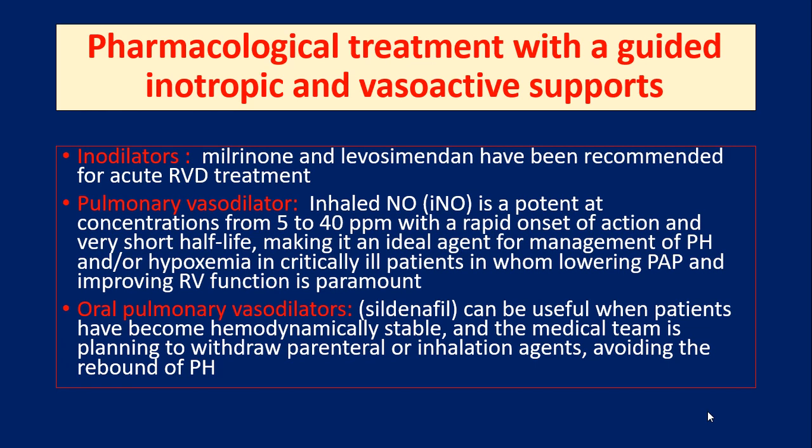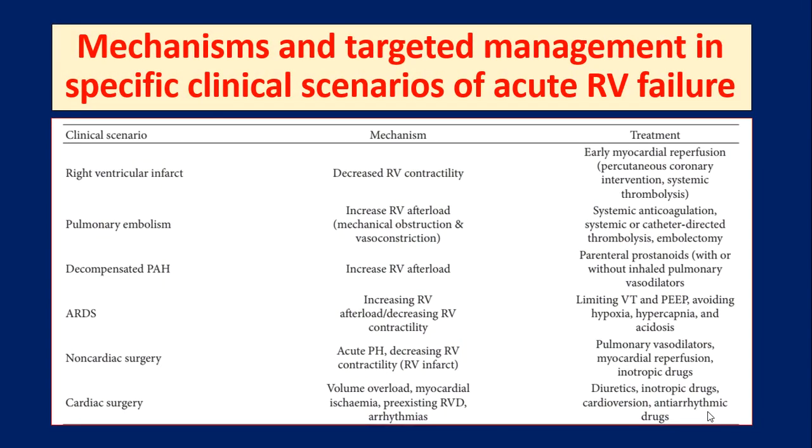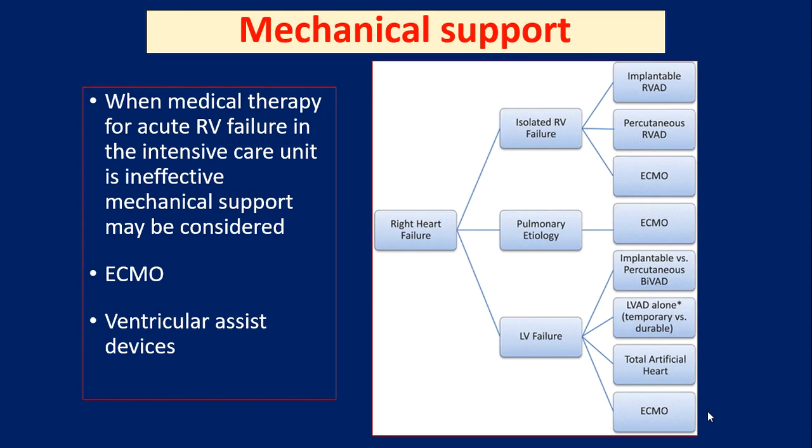A pulmonary vasodilator like inhaled nitric oxide can be used, and it has a very short half-life, making it an ideal agent for management of pulmonary hypertension or hypoxic pulmonary vasoconstriction in critically ill patients. An oral pulmonary vasodilator like sildenafil can be used in chronic patients. These are the mechanisms and targeted management of the different conditions: right heart infarct, pulmonary embolism, decompensated PH, ARDS, non-cardiac. We have covered almost everything of this.